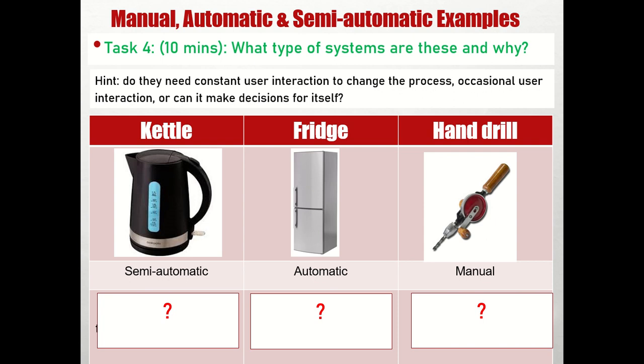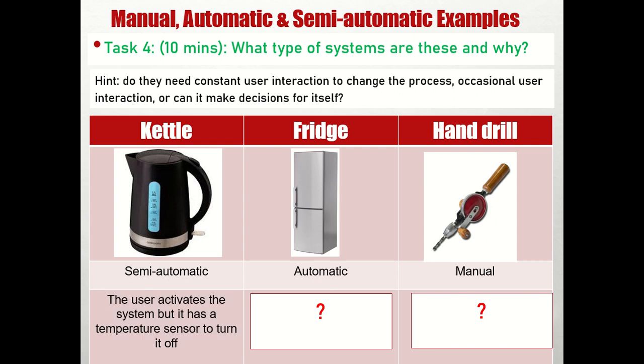Why? Well, with the kettle, the user activates the system, but it has a temperature sensor to turn it off. So that is the main function of that. The heating of the water happens automatically. It just needs to be turned on. And then it turns off itself.